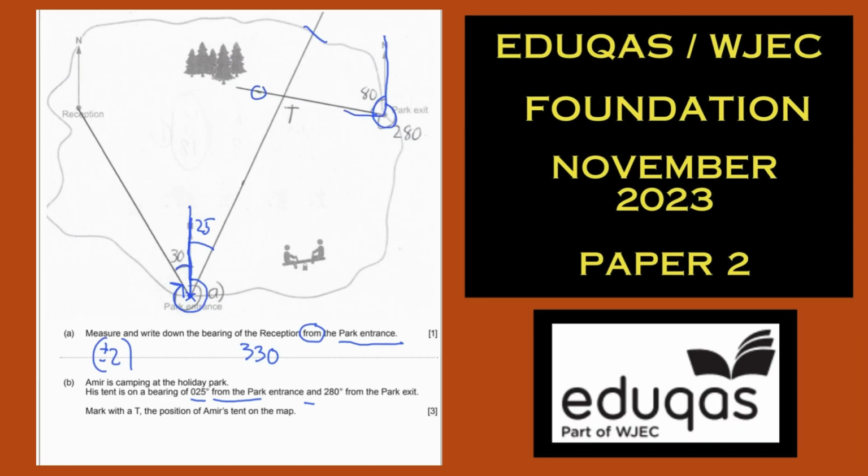As you can see, there's my notch. There's my other notch, by the way. Draw it long enough so you can see where they intersect. Mark with a T, and that's where Mia's tent is on the map.